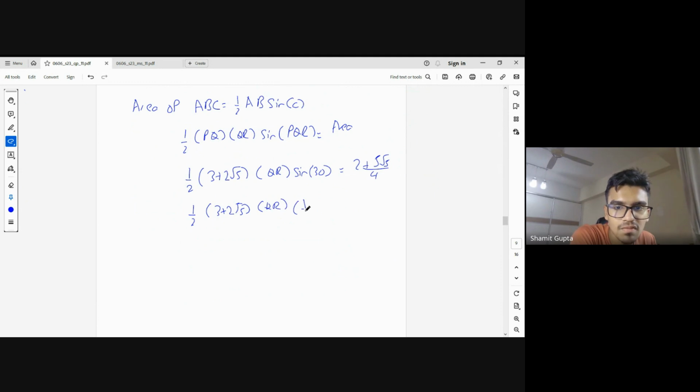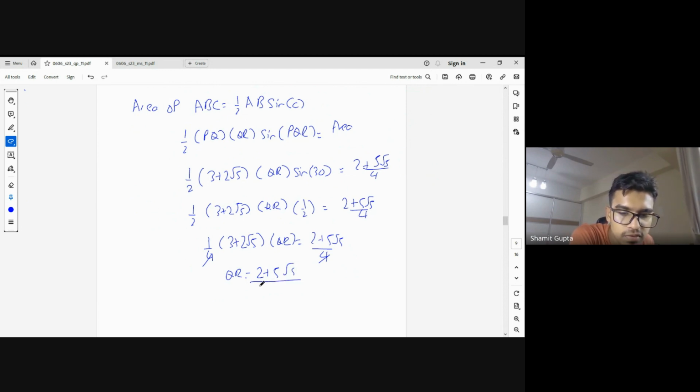QR, 1 over 2, is equal to 2 plus 5 root 5 over 4. 1 over 4, 3 plus 2 root 5. QR is equal to 2 plus 5 root 5 over 4. These 4 and 4 just cancel each other out. QR is equal to 2 plus 5 root 5 over 3 plus 2 root 5. You can rationalize this, times 3 minus 2 root 5 over 3 minus 2 root 5.